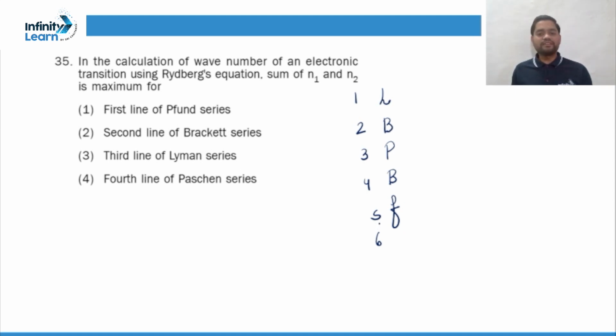So 6 plus 5 is 11, and that will be the maximum value. Clear? Why? Because second line of Brackett means what? 5 and 7. So that will give you 10 at most, and this is giving you 11. Okay. Then we have Lyman series, third line.